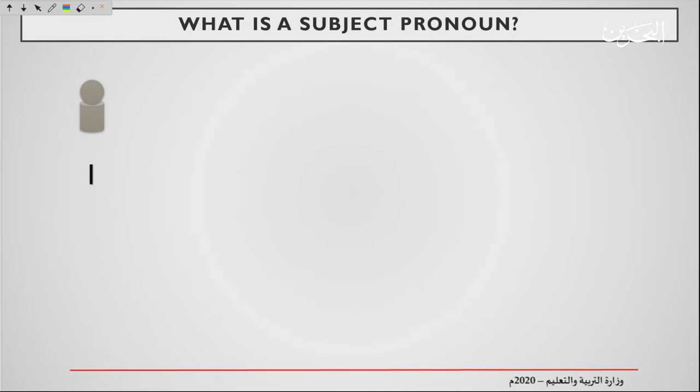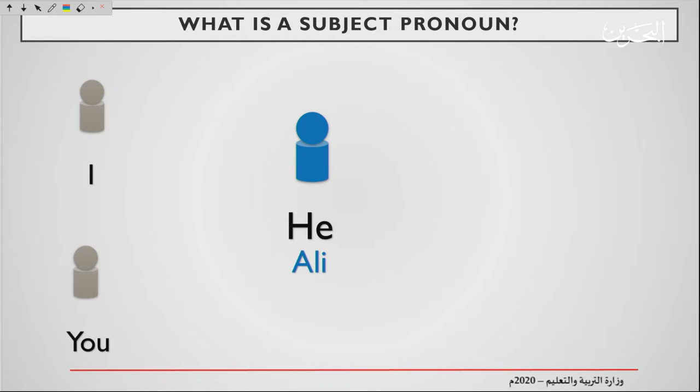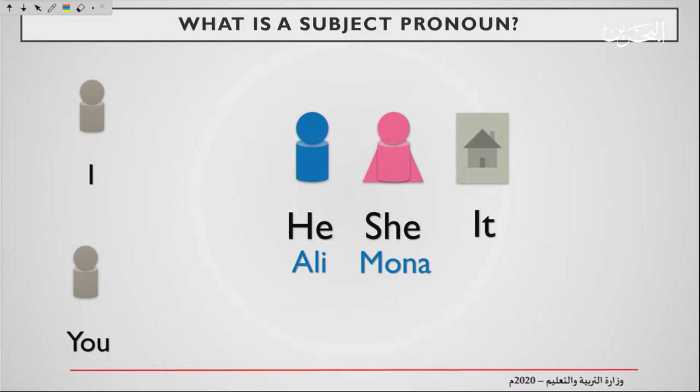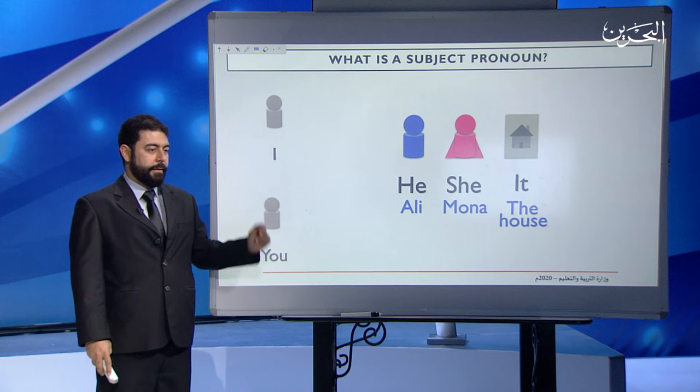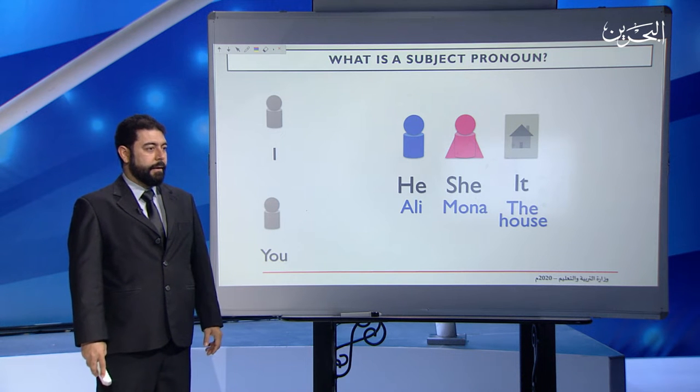So, I is a subject pronoun. You is a subject pronoun. He is a subject pronoun. And instead of saying he, you can say Ali. Instead of she, you can say Mona. And then it, instead of it, you can say the house. There is something common between these five. They are singulars.